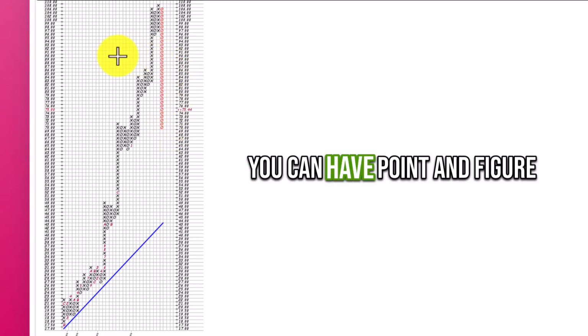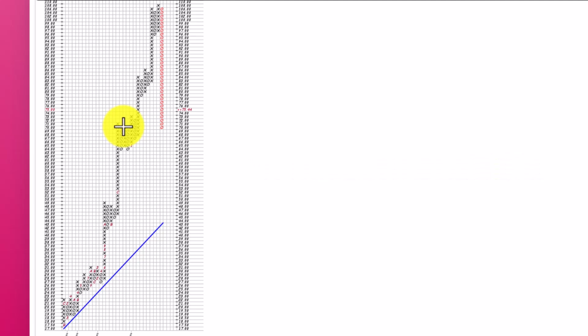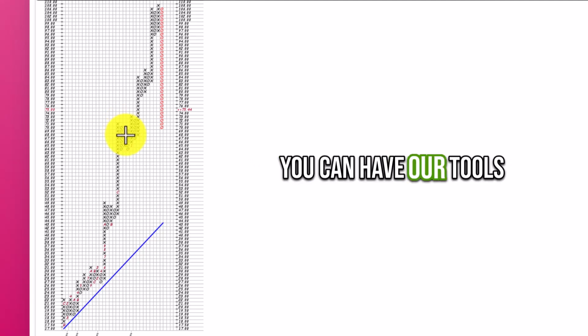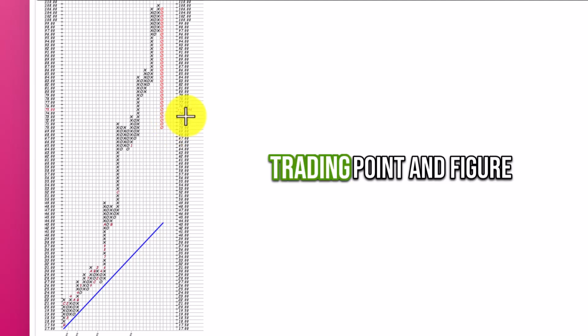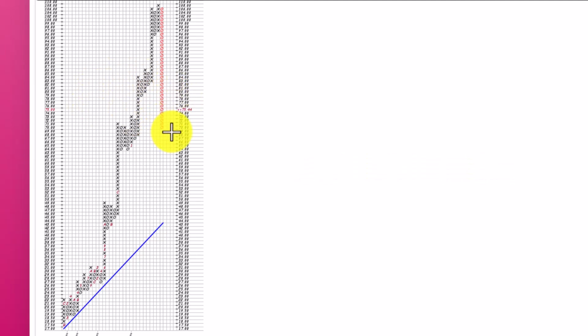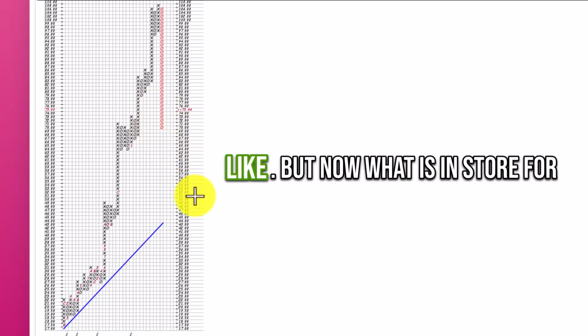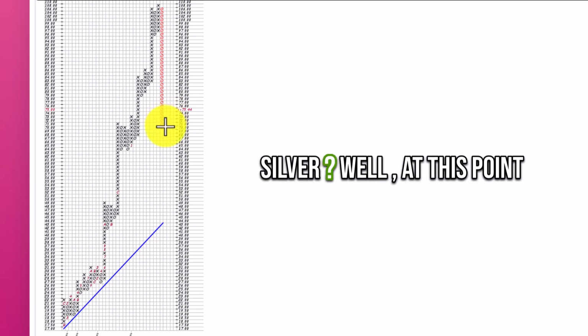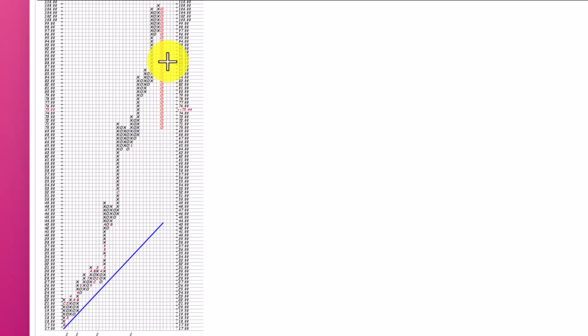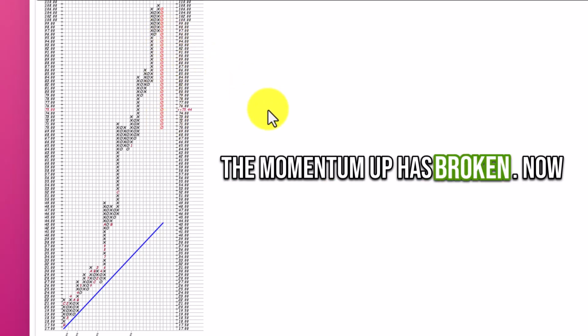You can have point and figure on your desktop. You can have our tools trading point and figure intraday, daily, with whatever sensitivity you would like. But now, what is in store for silver? Well, at this point, the momentum up has broken.